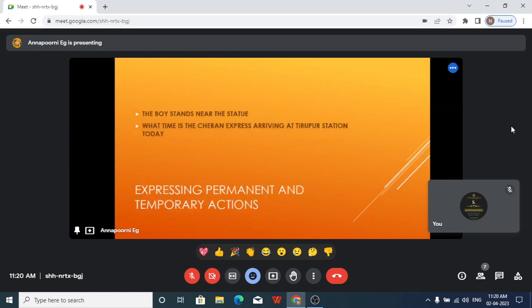Fine. So now I'm moving on to expressing permanent and temporary actions. Okay, in our life, there are so many actions or so many activities which are temporary and permanent as well. Okay, temporary means something that doesn't last for a long time. Okay, it will be there for some time, and after that it will vanish, or it will not continue.